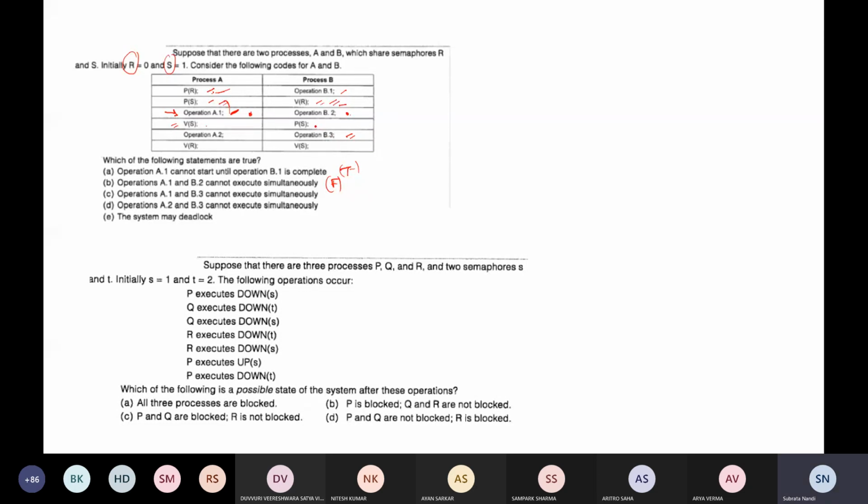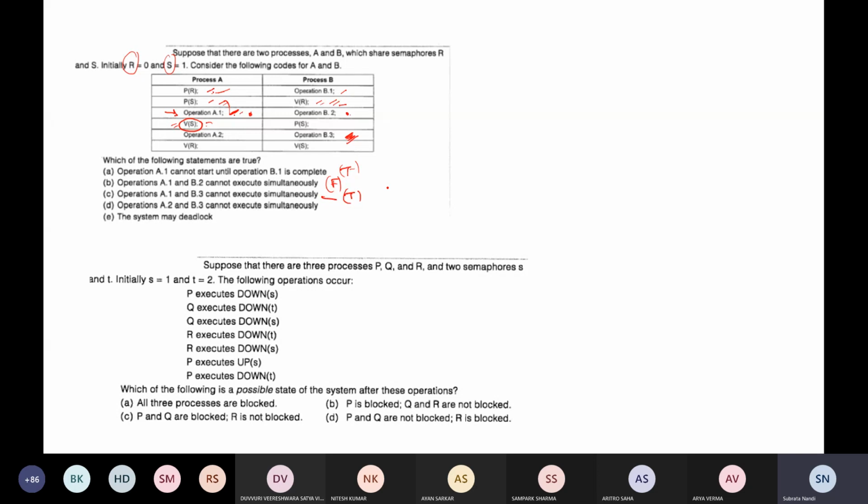So the point is A.1 and B.3, this and this. Until this V of S gets executed, B cannot execute this B.3, right? So this cannot happen, that A.1 and B.3 are executed simultaneously. So A.1 must be executed prior to B.3. So this is true. They cannot be executed simultaneously. What about the last one?